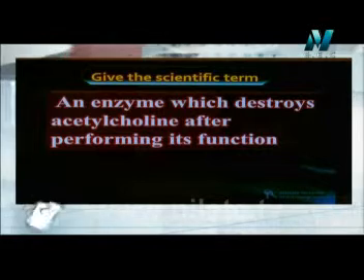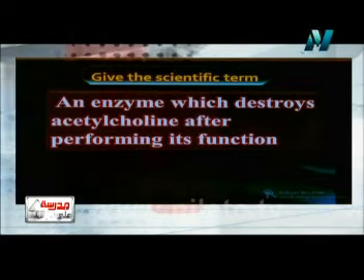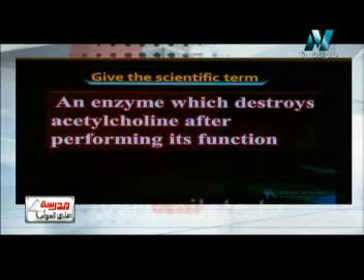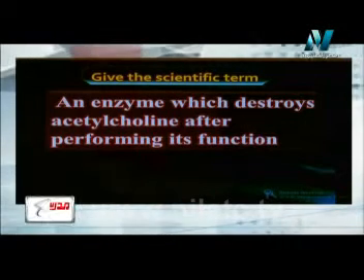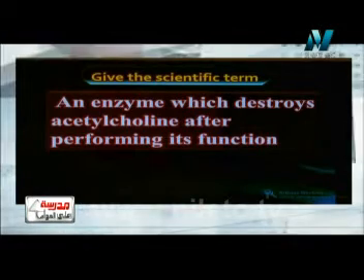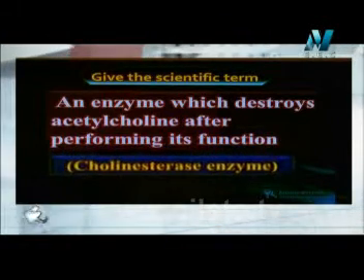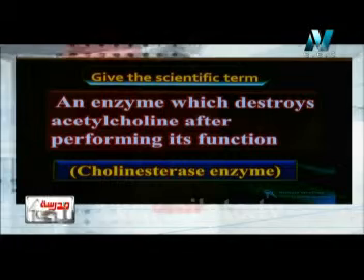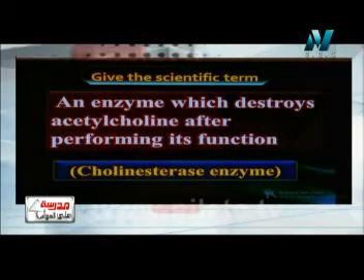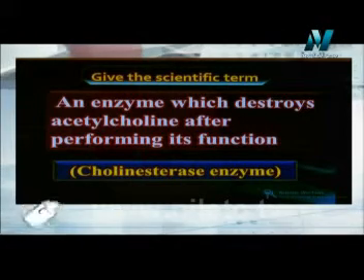The next question: an enzyme which destroys acetylcholine after performing its function. This enzyme is located at the neuromuscular junction, and it is called the cholinesterase enzyme. The cholinesterase enzyme destroys acetylcholine into choline and acetate after performing its function.